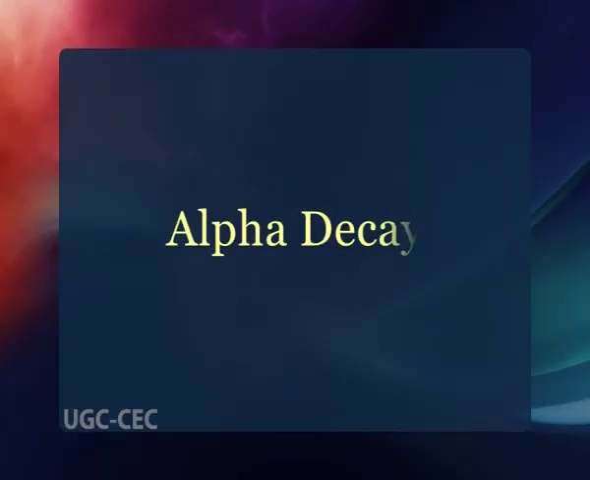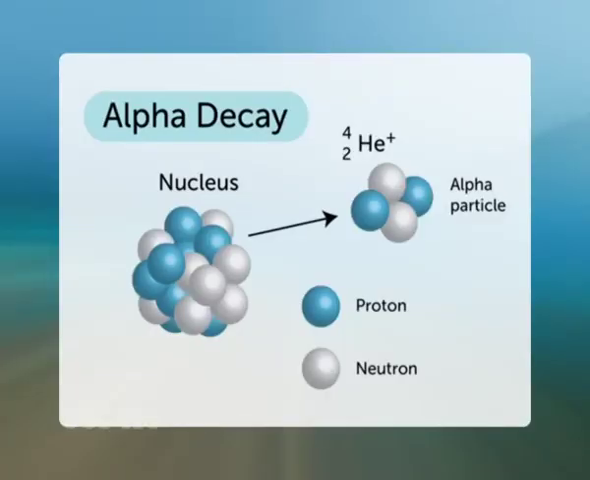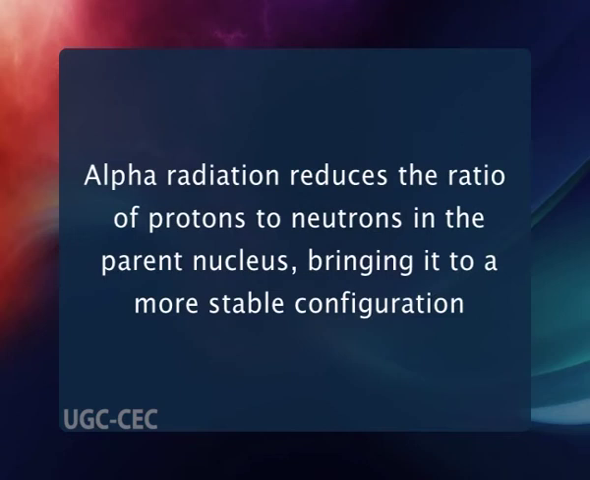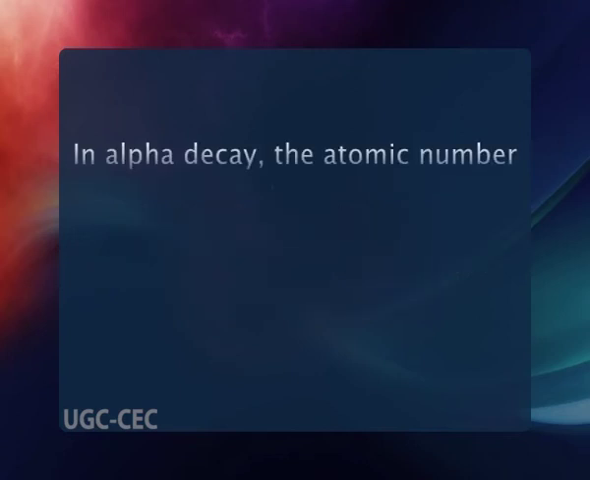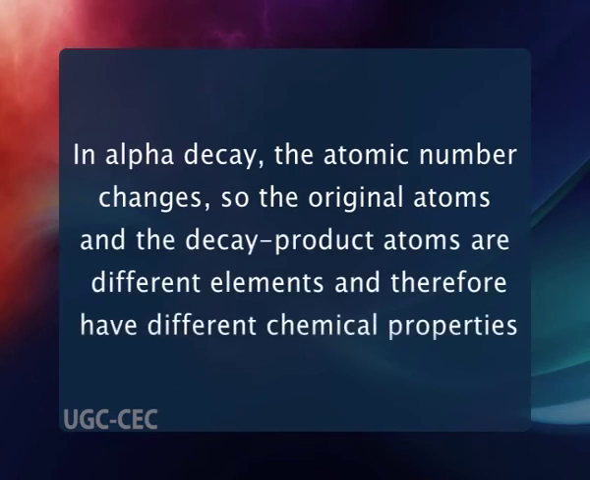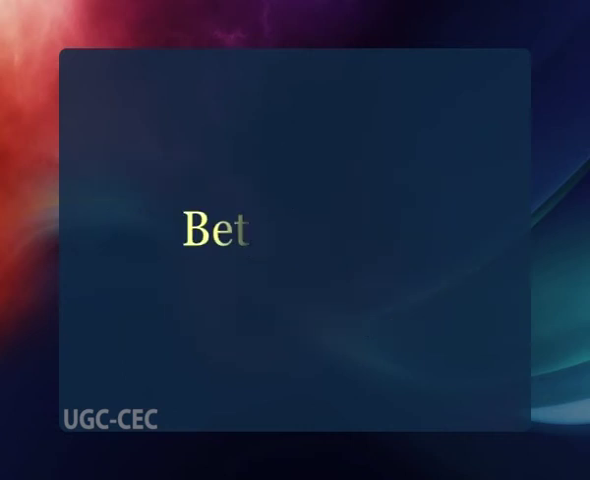Now, alpha decay. In alpha decay, the nucleus emits a helium nucleus, that is, an alpha particle. Alpha decay occurs most often in massive nuclei that have too large a proton to neutron ratio. Alpha radiation reduces the ratio of protons to neutrons in the parent nucleus, bringing it to a more stable configuration. In alpha decay, the atomic number changes, so the original atoms and the decay product atoms are different elements and therefore have different chemical properties.